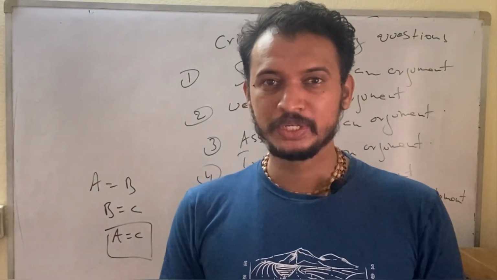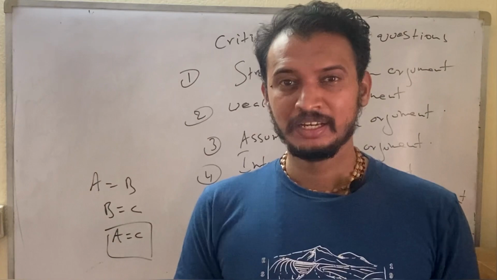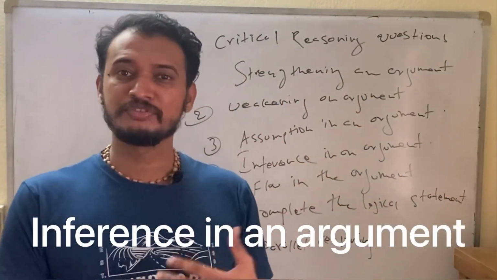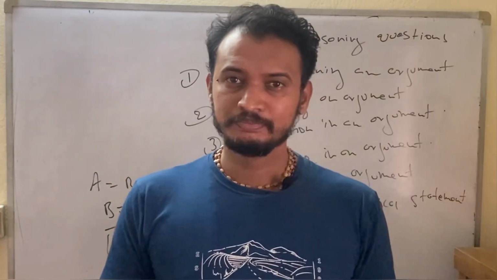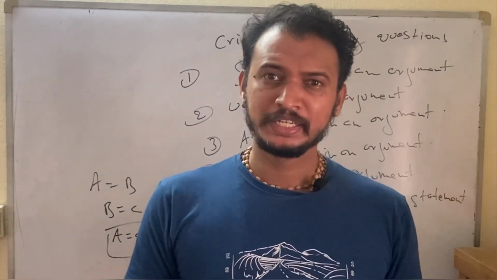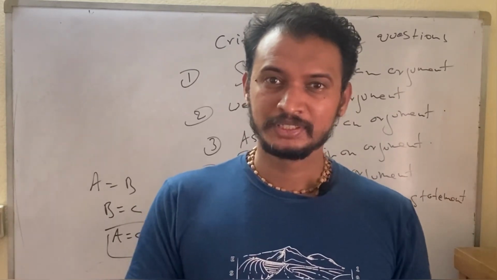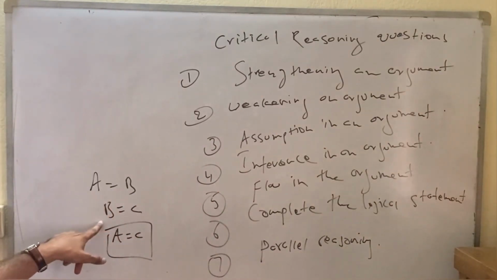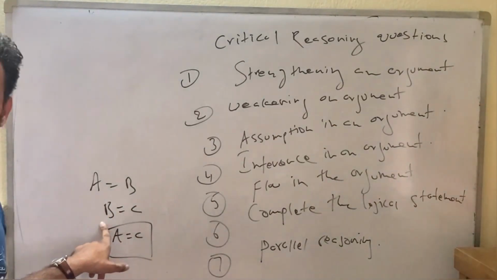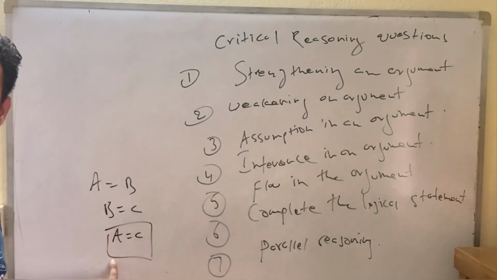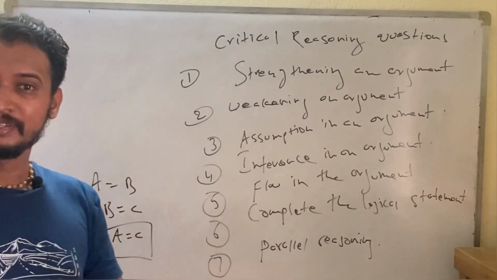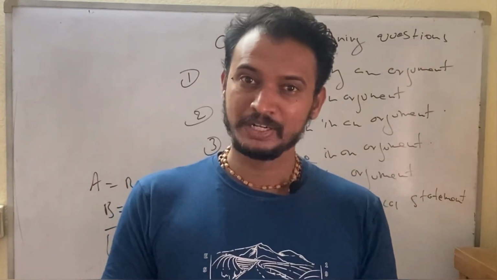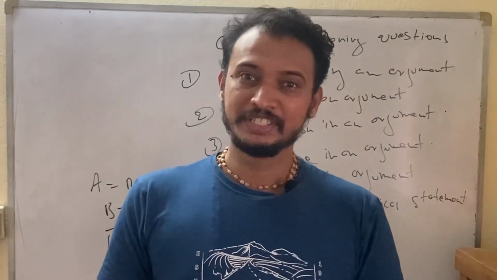The next type of question is finding an inference from an argument. This is the fourth type. We'll take this example. Inference is what you derive from a set of statements. When A is equal to B and B is equal to C, these are two statements that are already made. From that you can conclude that A must also be equal to C. That is the derivation here. So inference is what you derive from the set of statements that is already given in the argument.